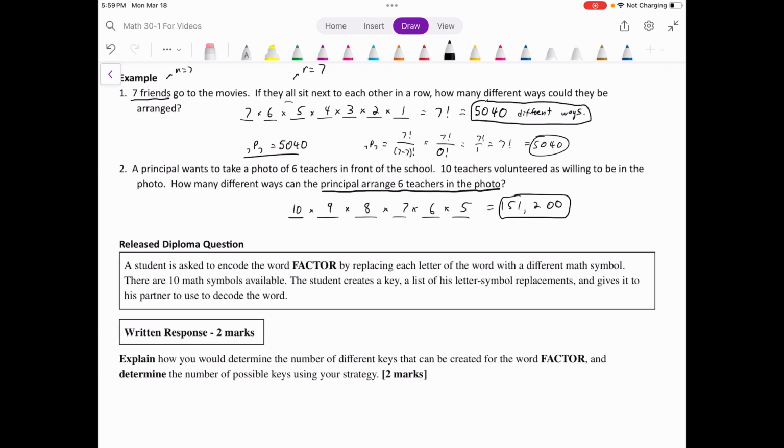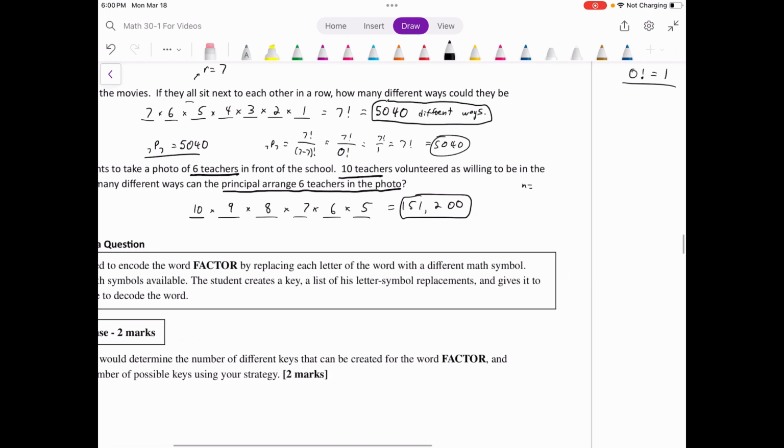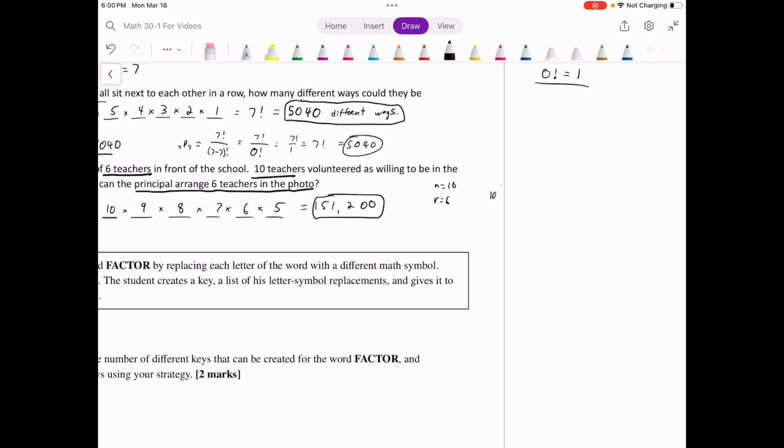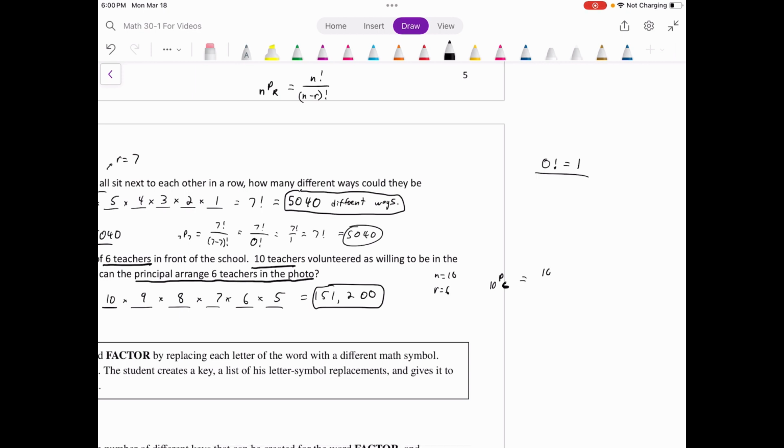Another way we could have approached this, let's think about it. How many options are there? What's n? n is 10, right? And how many are we choosing? 6. So r is 6, okay? So n is 10, r is 6. So we could have approached this as 10 permute 6, which according to the formula, we would say 10 factorial, right? Let's think about what this is saying.